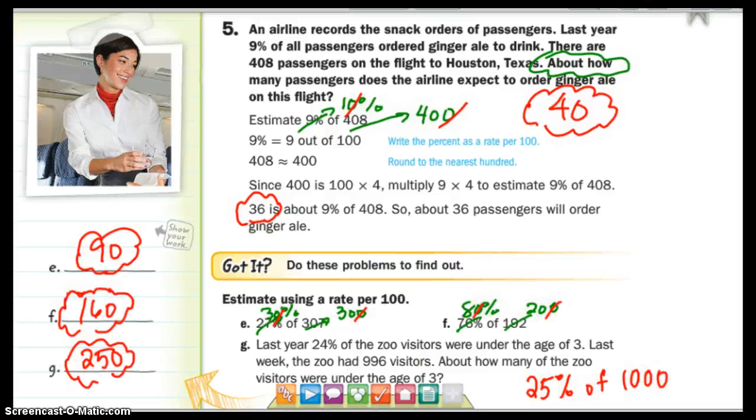So in E, 30% of 300 is 90. In F, 80% of 200 is 160. And then 25% of 1,000 is 250. So again, I use round numbers. I know that the book made them more precise, but my point is always using numbers you can do in your head. So do the guided practice, come back, and we'll talk about it some more.